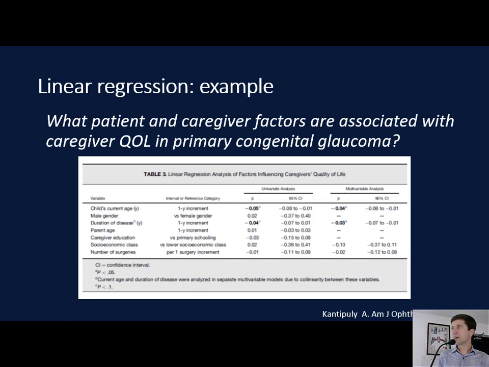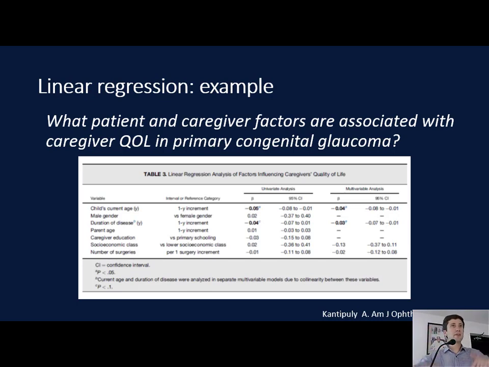And it may be, in fact, that one of these, say we find a significant relationship between child's age and caregiver quality of life. It might not be, however, a real relationship if there's confounding. Maybe child's age is affected by parent age, older parents more likely to have older children, but let's say that older parents are also more likely to have higher caregiver quality of life. So that might affect the relationship that we report if child's age is the only variable in our model. So what do we do? We put parental age in the model with child's age.